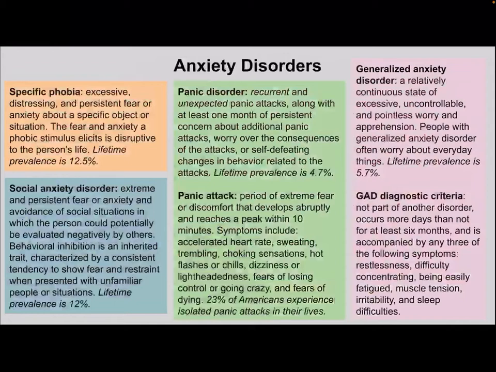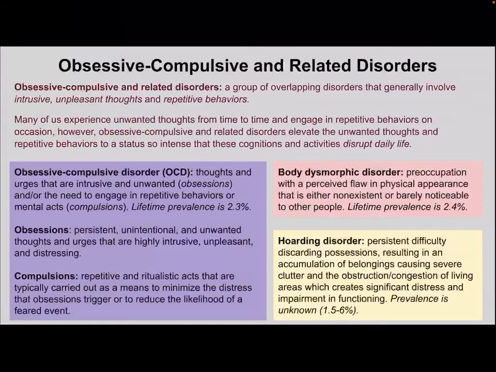Generalized anxiety disorder has a fairly low lifetime prevalence of 5.7%. To be diagnosed with GAD, the person has to experience symptoms more days than not for at least 6 months, and then it's accompanied by any 3 of the symptoms from the list: restlessness, difficulty concentrating, easily fatigued, muscle tension, irritability, and sleep difficulties. So as you can see, there's specific criteria that need to be met in order for a diagnosis to be given for any disorder. This is just an example for GAD.